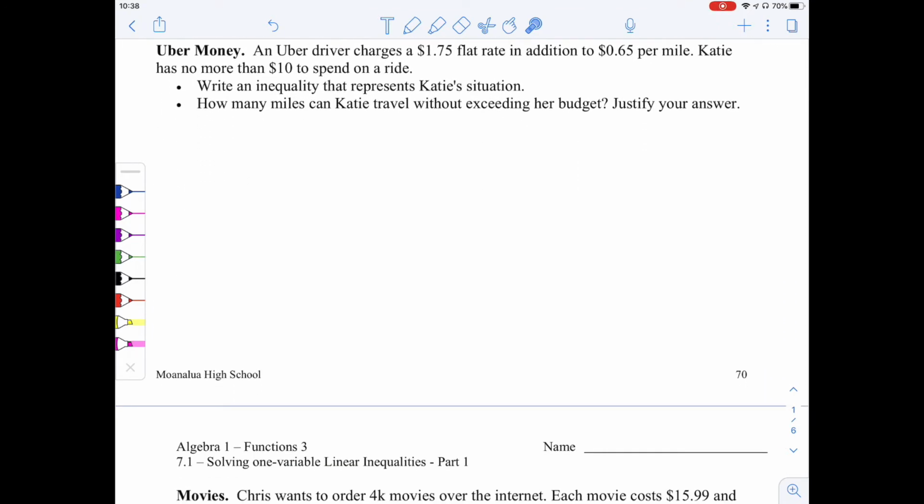Okay, so Uber money. An Uber driver charges a $1.75 flat rate, in addition to 65 cents per mile. Katie has no more than $10 to spend on a ride. Write an inequality representing the situation. And how many miles can Katie travel without exceeding her budget? Okay, so again, let's write that down. We've got a $1.75 flat rate. We're also given 65 cents per mile.